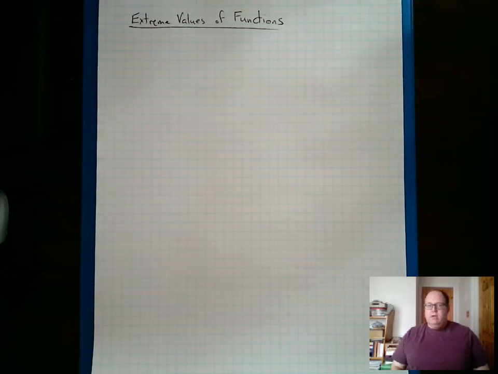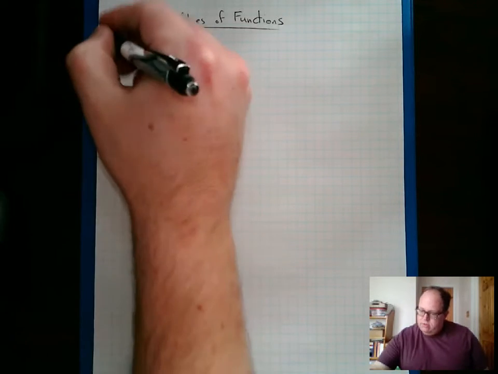Hi everybody. We're going to talk a bit about extreme values of functions today. As we get into that, we're going to need to define a few things, so we'll start with some of that. First big statement will be what we call absolute maximum and minimum values.